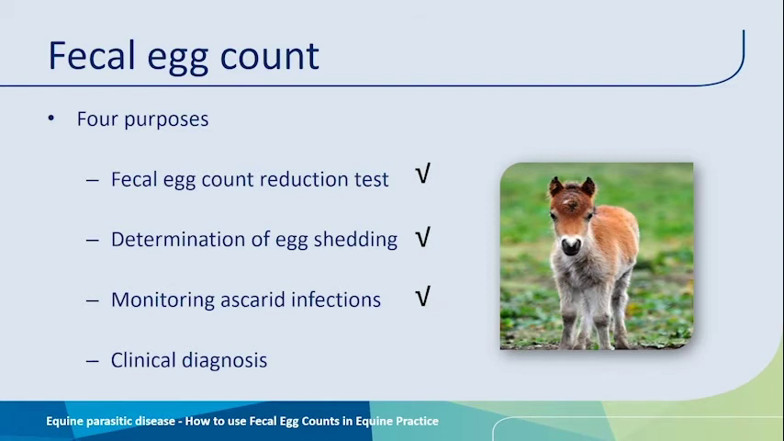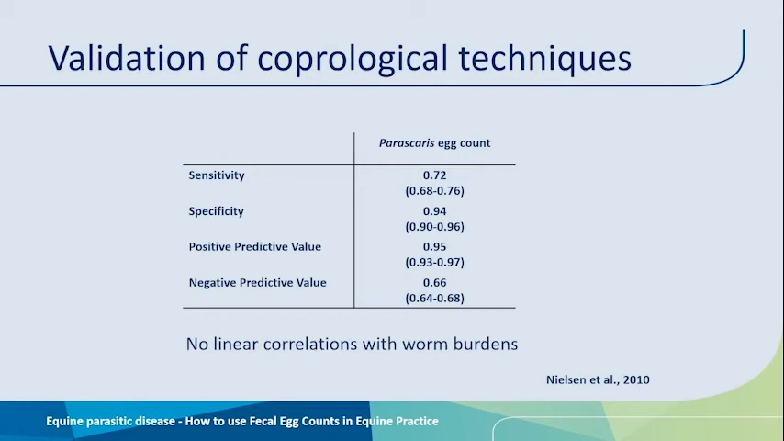So getting to the last point, the clinical diagnosis, let me just say up front that fecal egg counts are not useful for that purpose. And when I say clinical diagnosis, I mean the situation where we have a clinical case with symptoms, and we suspect parasitic involvement. The fecal egg count is really not going to give us any useful information in that scenario. So why is that? There are actually several different reasons. One of them is the false negative problem.